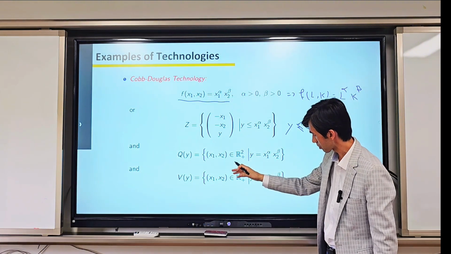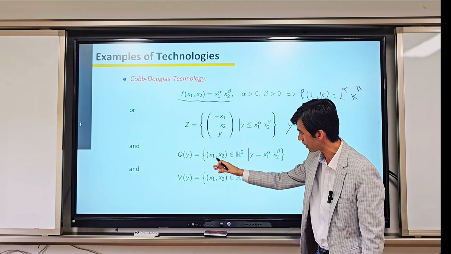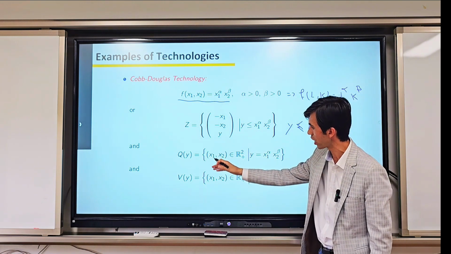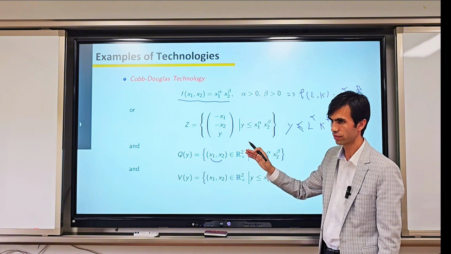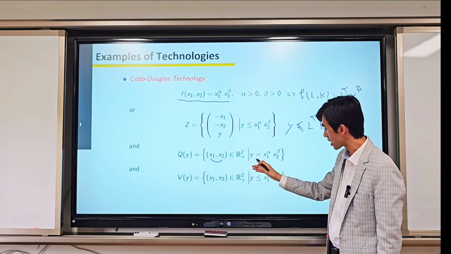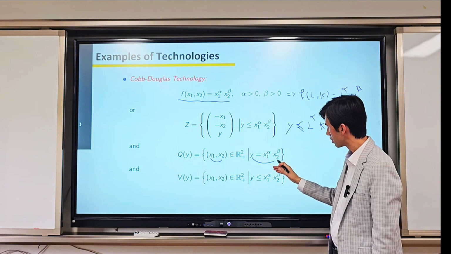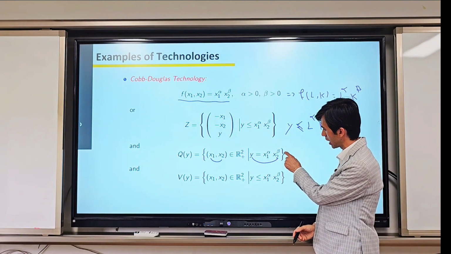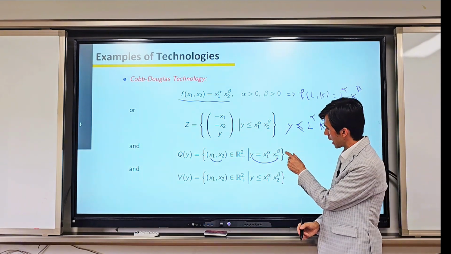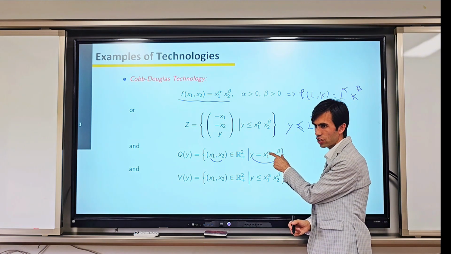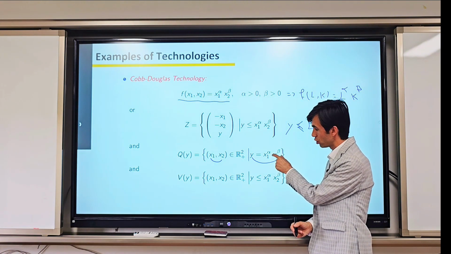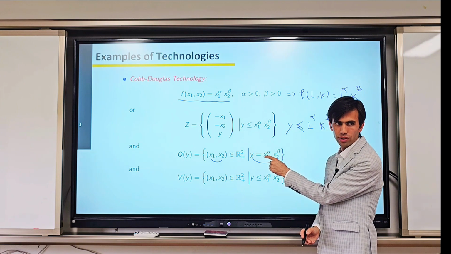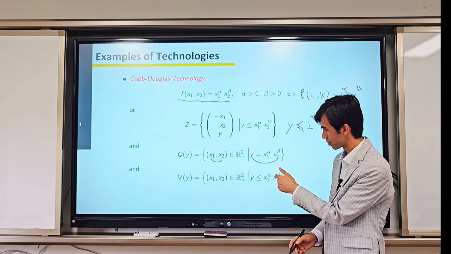Because here, this isoquant is a set of x1 and x2 in R2 plus. Why R2 plus? Because we have only 2 inputs, such that the output, your y, is equal to x1 to the power of alpha and x2 to the power of beta. That means all the different combinations of x1 and x2 that you are using to get exactly the same amount of output, y.